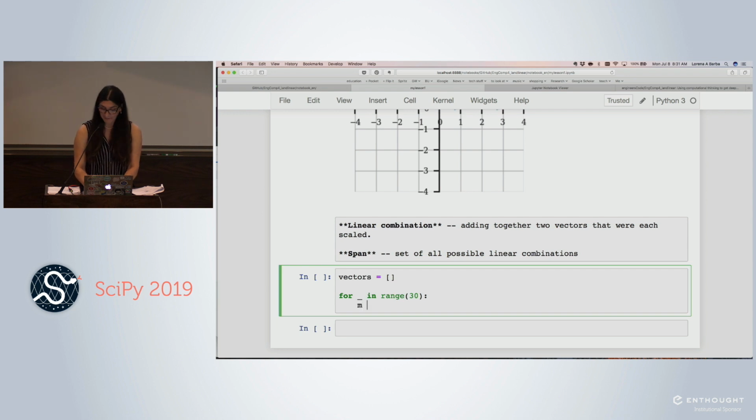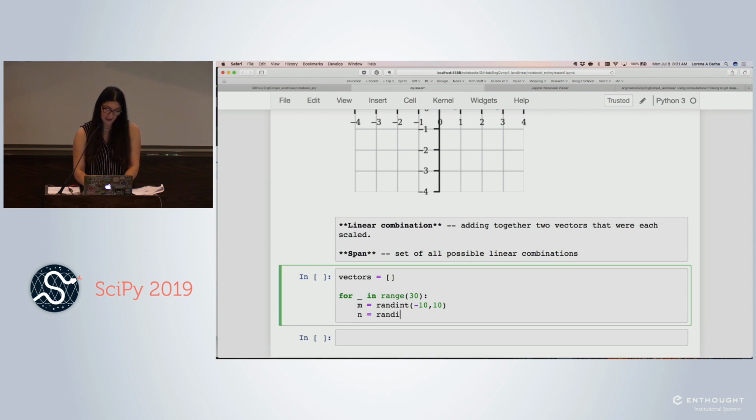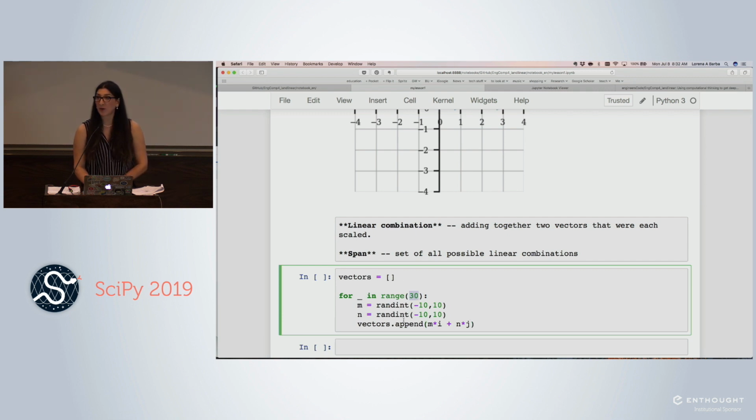And then I'm going to create m as a new vector that is a random, first I'm going to create just a random integer, rand int from minus 10 to 10. That's the options. I'm going to create another random integer, rand int, from minus 10 to 10. And then we're going to do vectors append, we're going to just append to this empty list of vectors, and we're going to use m multiplied by I, so m times I, a scaled version of the horizontal unit vector, plus n times j. So as we complete this sequence here, we're going to just append 30 random linear combinations of I and j to this list. And now we can exit this and plot this list of vectors.